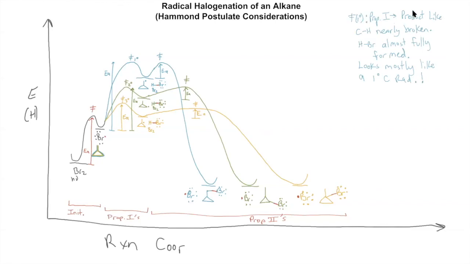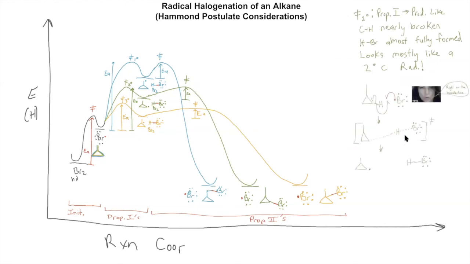Prop 1 primary is product-like; it looks mostly like the product. The HBr bond is almost completely formed and the carbon-hydrogen bond is almost completely broken. So this bond is short, it's almost fully formed. That one's almost totally broken, long. And so this looks mostly like a primary carbon radical.